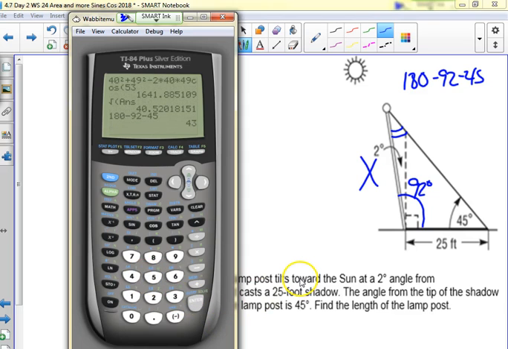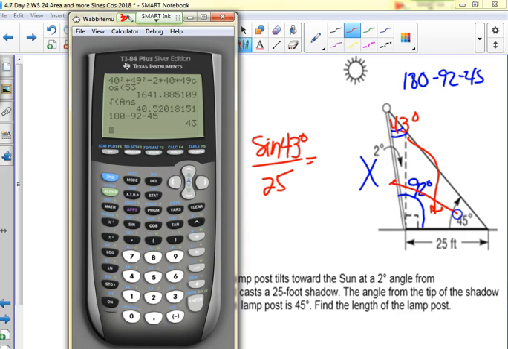Leaves me with a 43-degree angle up there. And that angle is across from this side down here that's 25. So I can use the law of sines. And this 45 is across from our x.